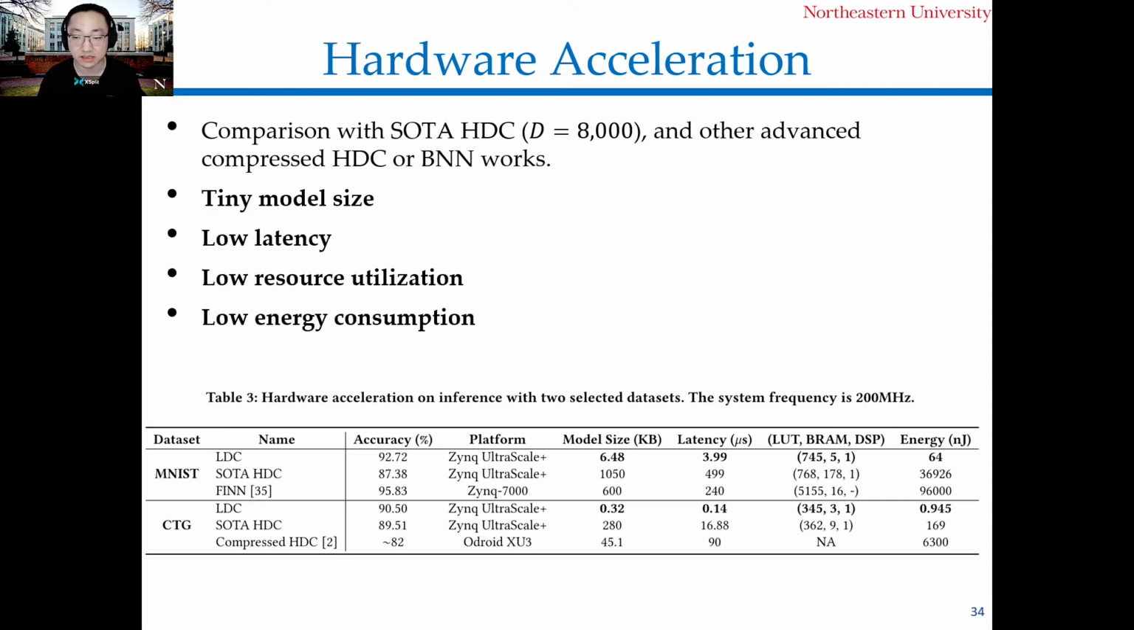And we show the efficiency of our LDC hardware in the table below. Generally, it has quite low model size, and also the low dimension can benefit the resource utilization and execution time. For the energy consumption, the result shows that our LDC classifier is the lowest one. It's simply because of the very low resource utilization and short latency.